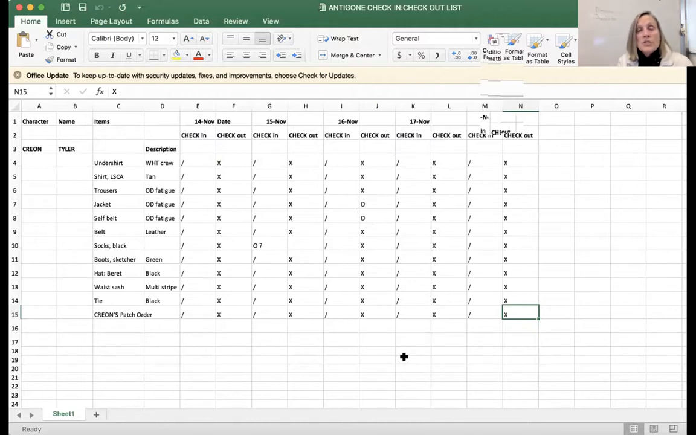So this check-in, check-out list is the way that we have found to track the numerous items for every character. And you have a show that has one change, and this is one costume change for this character. So that's why the check-in, check-out list is so important.